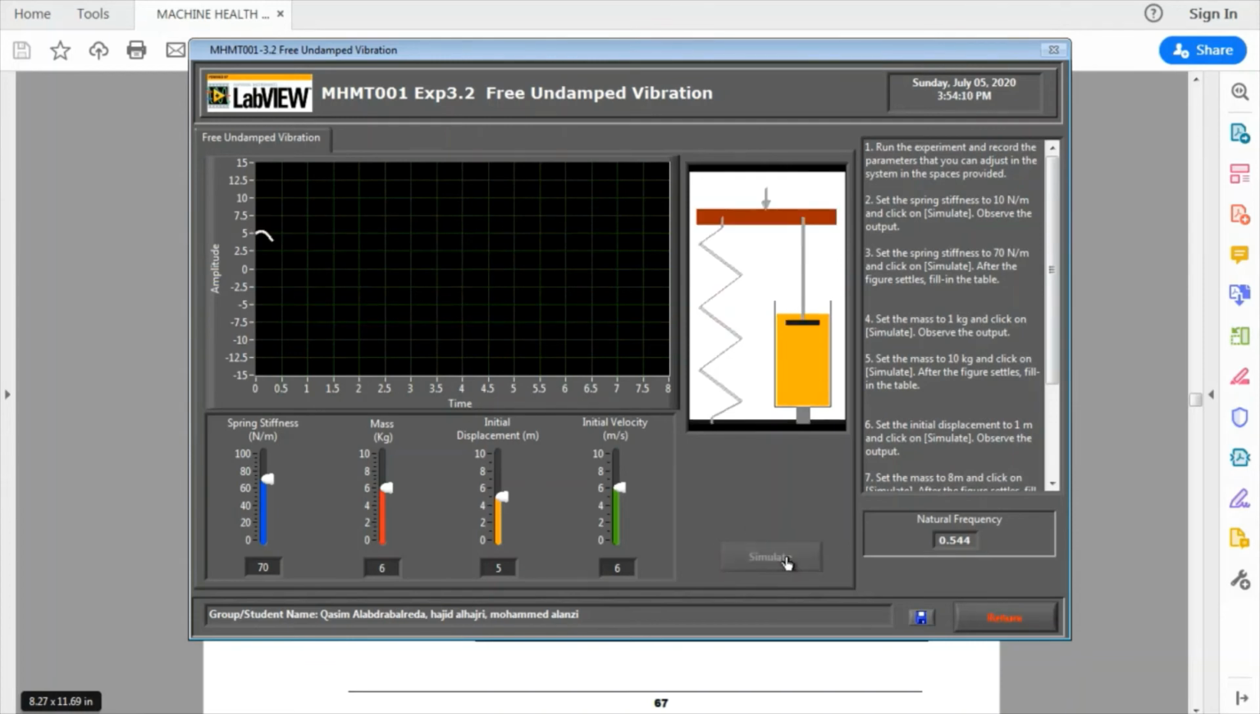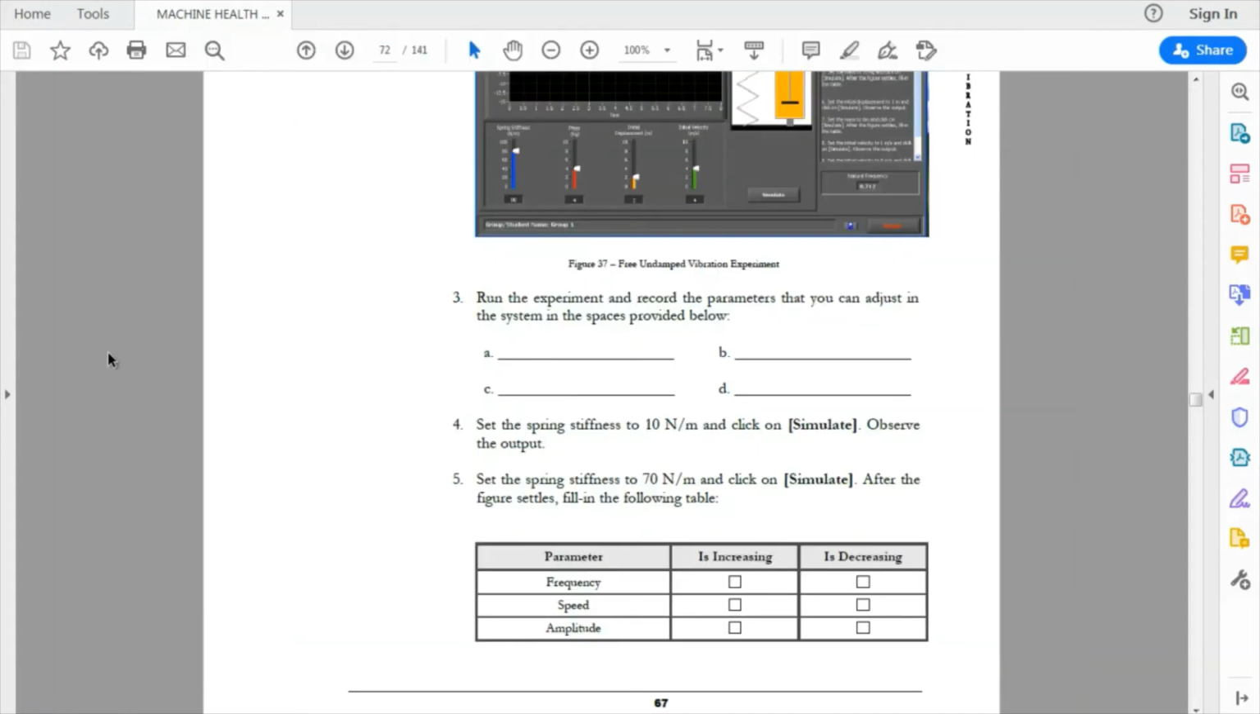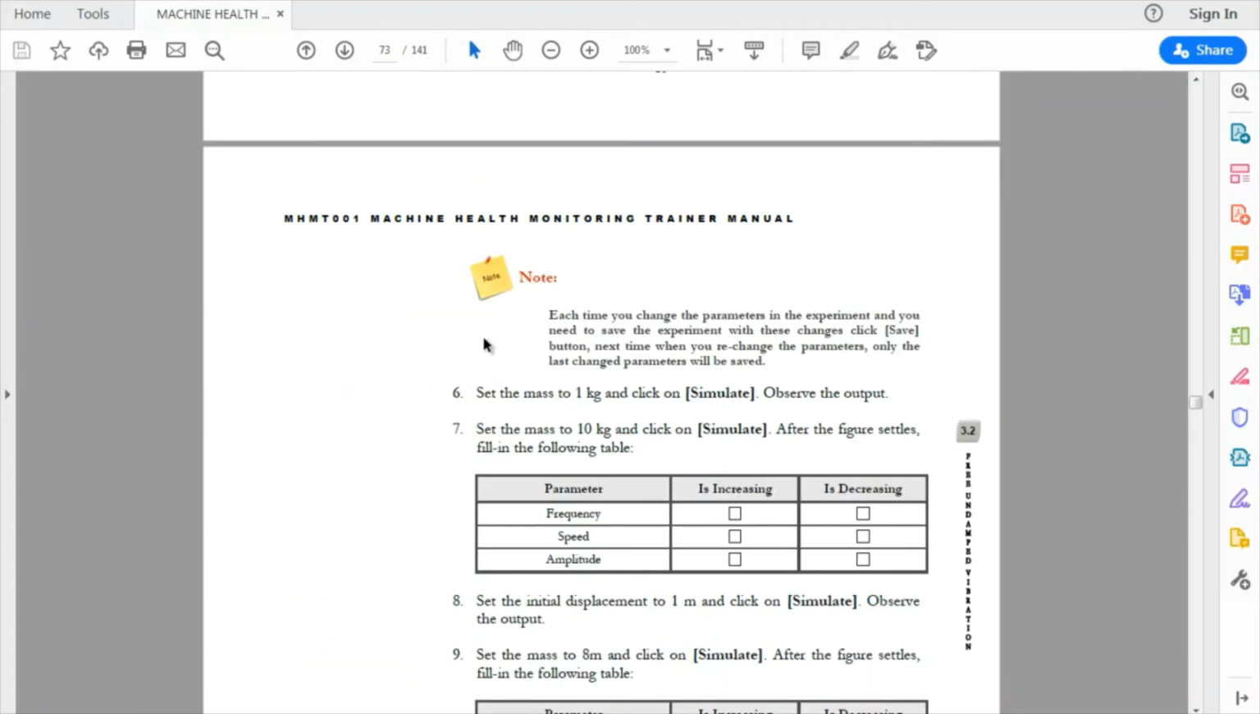If I click simulate, clearly we can see that the amplitude is reduced from 7.5 to almost 5, and also I can see the value of frequency, the cycles in 8 seconds. Compared to 2, we have now 1, 2, 3, 4, 5, 6. So now I clearly understand the effect of stiffness on the frequency and amplitude, or in general on the response of the system. So you should be able to answer this: what is the effect of increasing the stiffness?